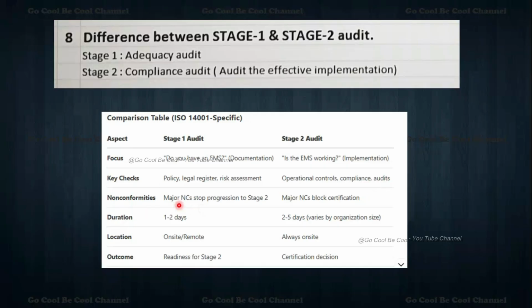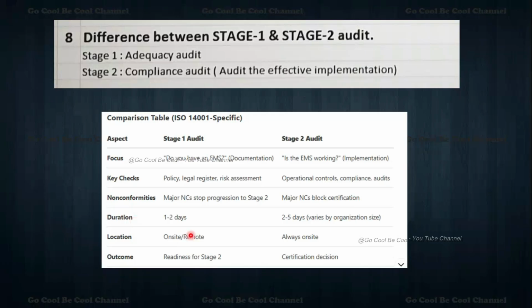Nonconformity: a major NC stops progression to stage 2, because NC should not be there. Here a major NC blocks certification, in the stage 2 audit. Stage 2 is the final one, because you are doing a lot of things and following everything, so no NC is supposed to be there. MNC we cannot avoid, my dear friends. MNC is always there, because we cannot make sure that 100% of everything is happening. Then OFI, opportunity for improvement, is also available. So please make sure NC is not supposed to be in stage 2. A major NC will block certification; they won't receive it. A major NC will withdraw the certificate.